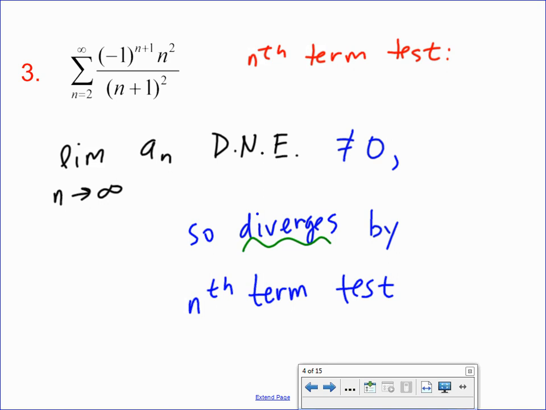Two. Awesome. So who got diverges for number three? You got diverges? That's good. What questions are you having about the first three?